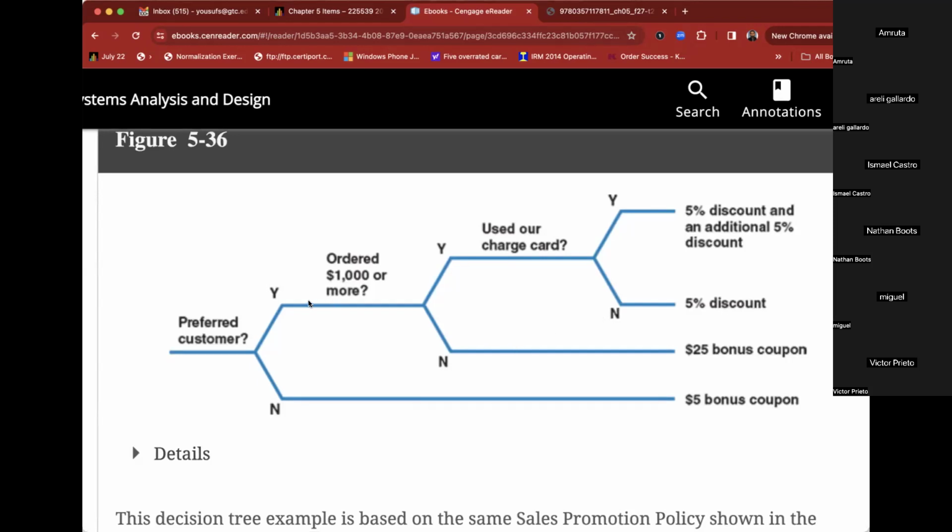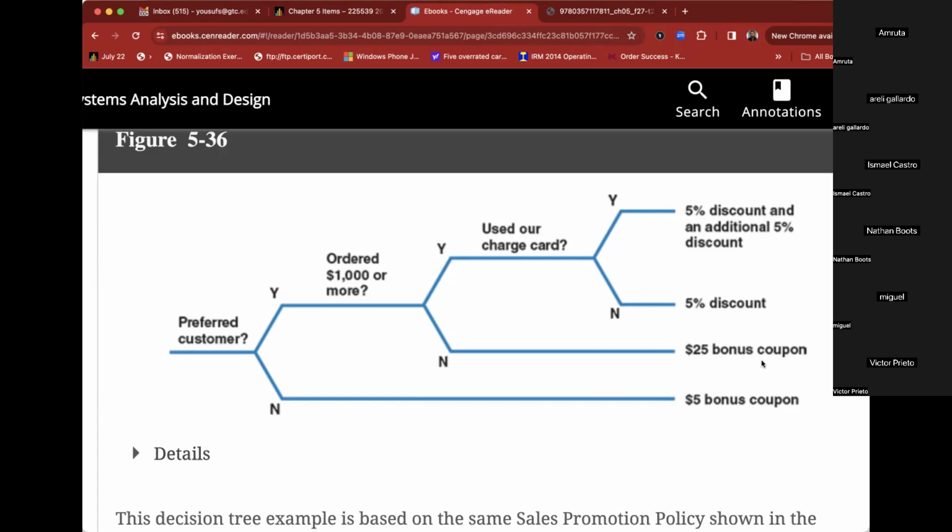So now let's talk about how much you're spending. If you're spending less than $1,000, it doesn't matter whether you use the charge card or not. Charge card doesn't even matter here. You only get $25 off. But if you're a preferred customer and you're willing to spend more than $1,000, now let's see if you're using our charge card or not. If you use our charge card, you get an additional 5%. If you don't, you only get 5%.